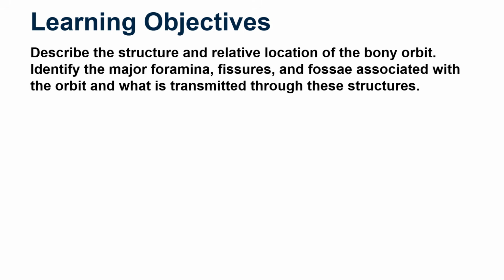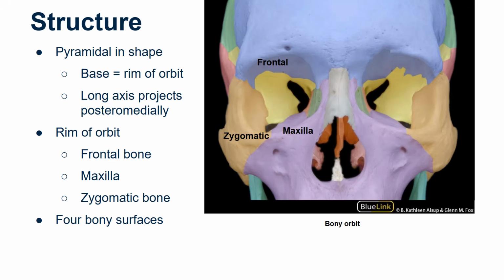In this video, we'll discuss the structure and relative location of the bony orbit with respect to surrounding structures. We'll hone in on the major foramina, fissures, and fossae associated with the orbit and what's transmitted through these structures. So let's start with the orbit itself.